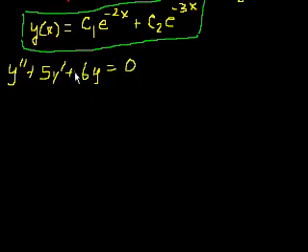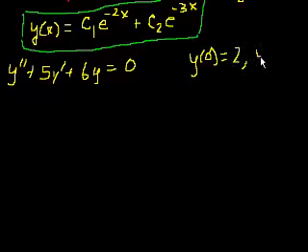And the initial conditions we're given are that y of 0 is equal to 2, and the first derivative at 0, or y prime of 0, is equal to 3. So they're giving us what y equals at the point 0, and that the slope at x equal to 0 is 3. So how do we use these to solve for C1 and C2? Well, let's just use the first initial condition. y of 0 is equal to 2.